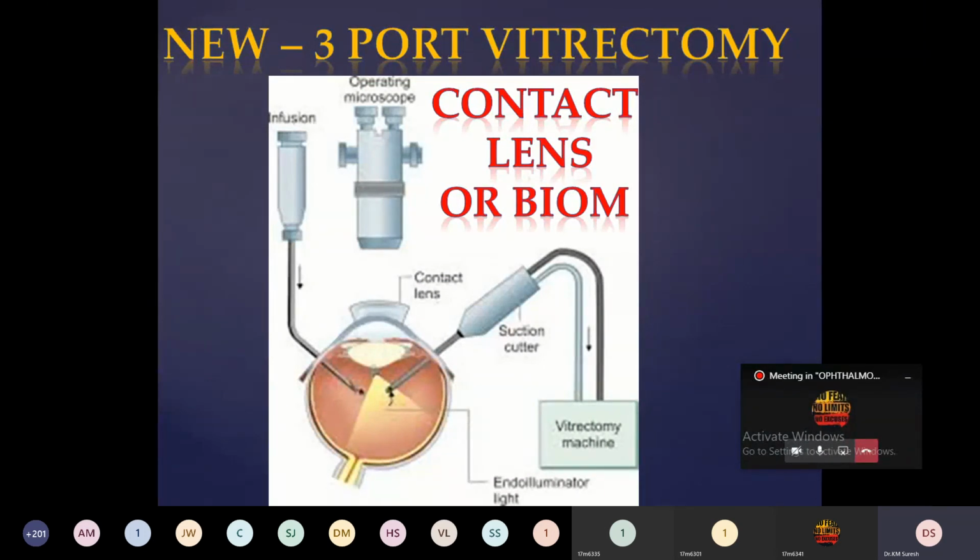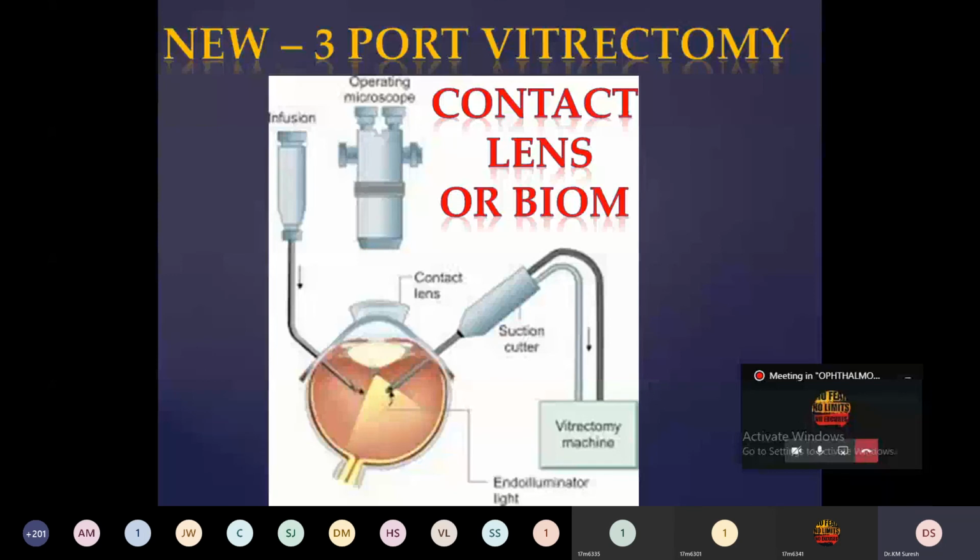You must remember that for doing three-port vitrectomy, you have to have a very good quality operating microscope. You have to have a contact lens. If you don't want to use a contact lens and touch the cornea, I told you in my previous class that you have to use an equipment by name BIOM, which can be attached to the operating microscope. It will not touch the cornea, but still you have a crystal clear view of the posterior segment. BIOM is nothing but binocular indirect ophthalmo microscope, which is attached to the operating microscope, and you can beautifully visualize various structures in the fundus by using this particular equipment.